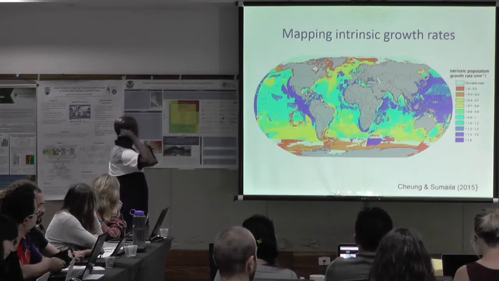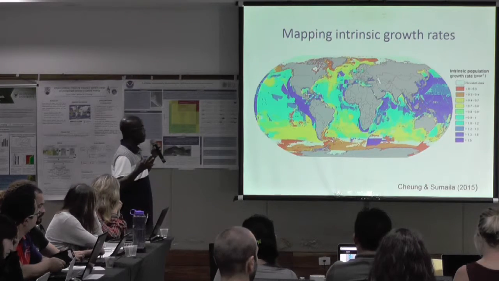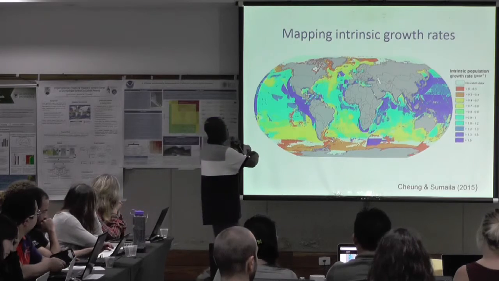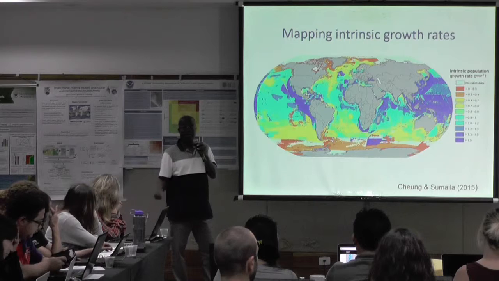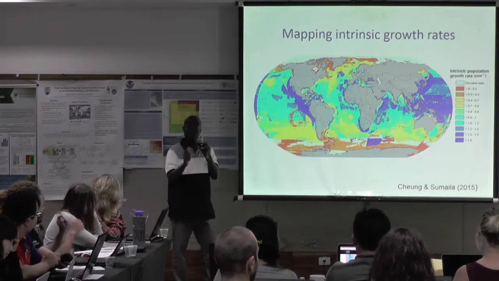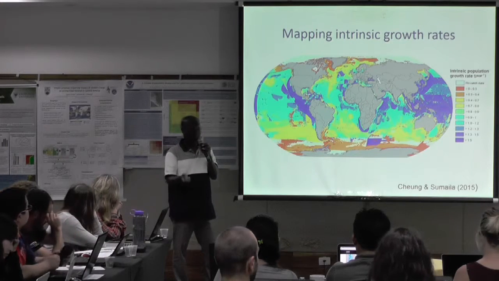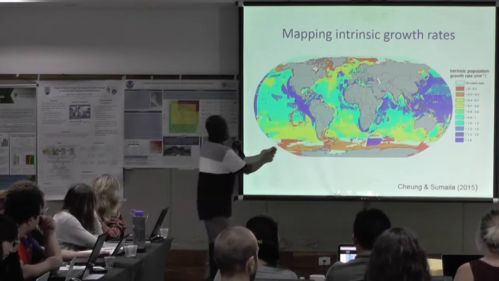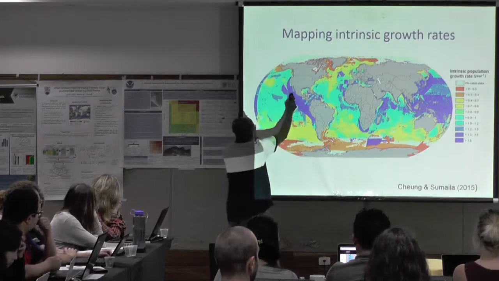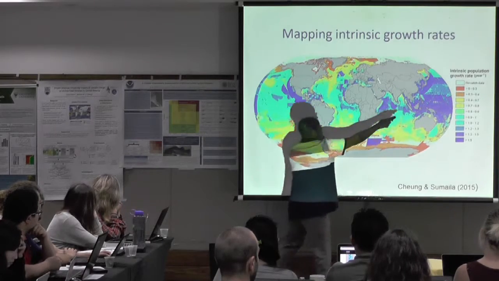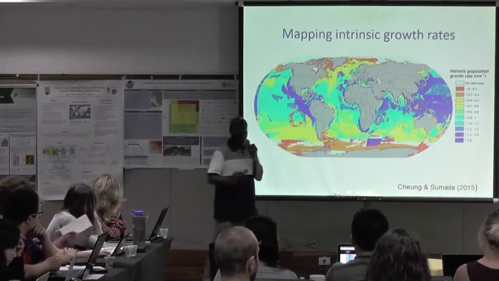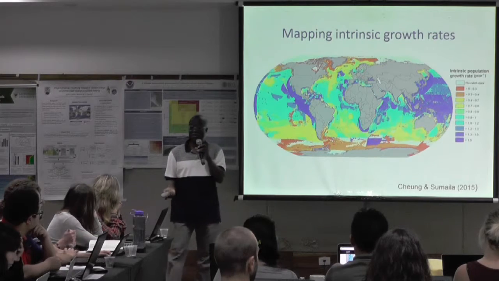So we do something, and this is a picture. If you just mapped out the intrinsic growth rate, this is what you will get. If you just looked at the ecology, the biology, you will end up saying that these are the most vulnerable areas, and these are places that are fine. Look at that, this is all good, right? Because you're just looking at the ecology.